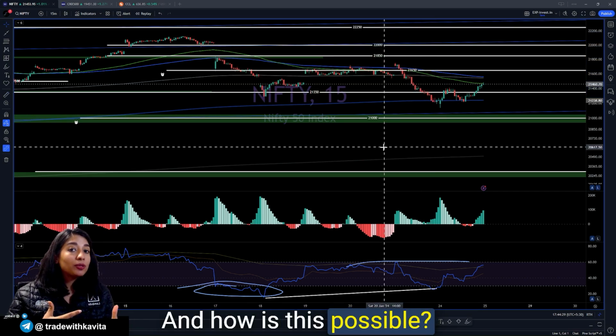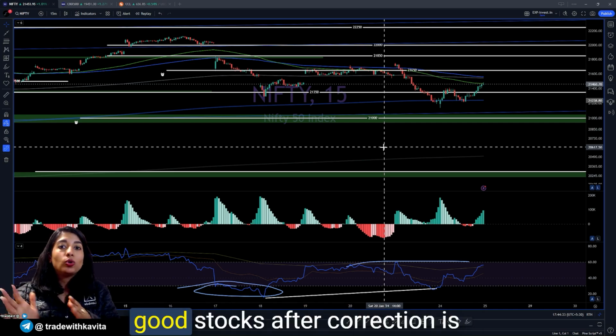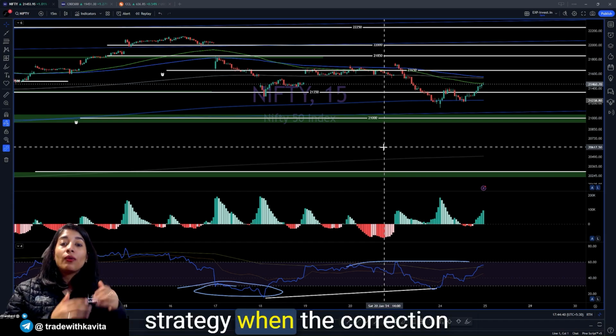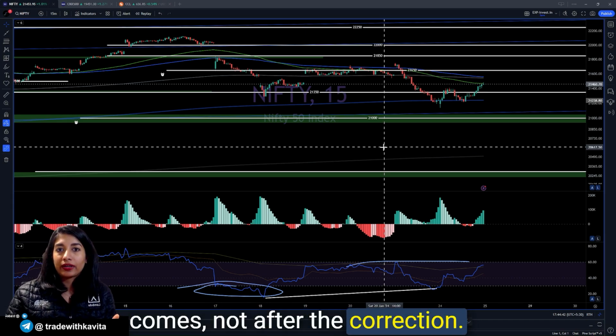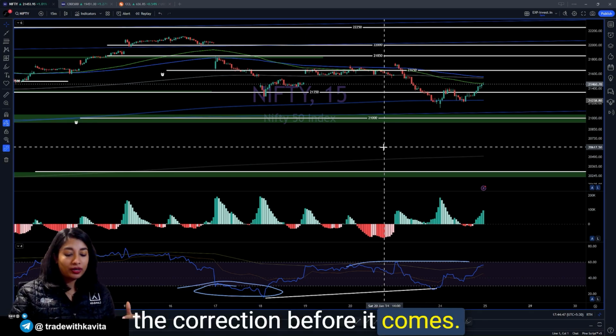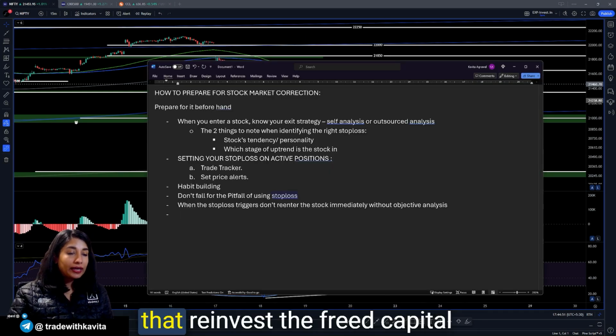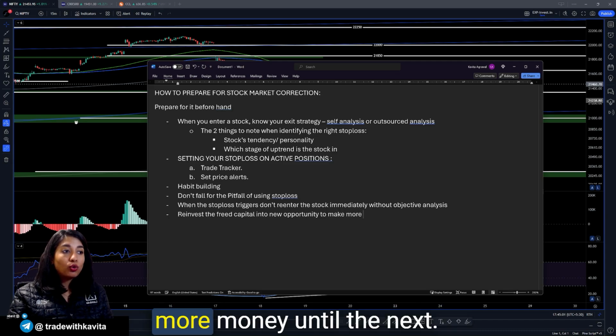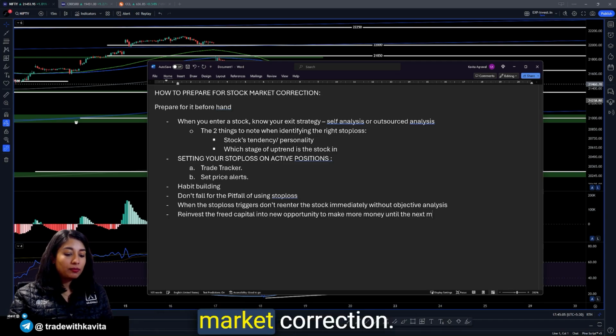And how is this possible? Re-entering stocks or entering good stocks after correction is only possible if you have an exit strategy when the correction comes, not after the correction, when the correction comes. So you have to be prepared for the correction before it comes. So this becomes our next point, that you reinvest the freed capital into new opportunities to make more money until the next market correction.